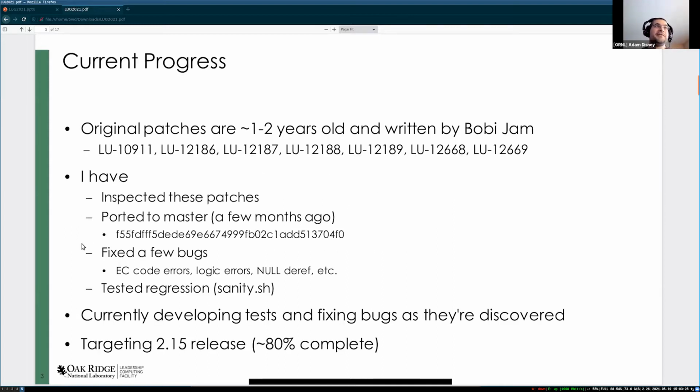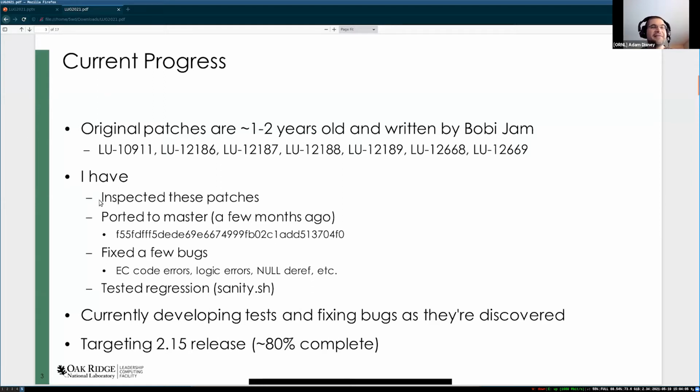The original patches were written about a year or two ago by Bobby Jam. So you might be thinking, why am I talking about this? Well, a little less than a year ago, I was asked if I could work on this because Bobby had to do other things, so it was dropped before it was finished. I have a background in erasure coding, but none in Lustre, and they said, okay, that's fine, you'll learn it. So here I am. This is my introduction to Lustre, working on this feature.